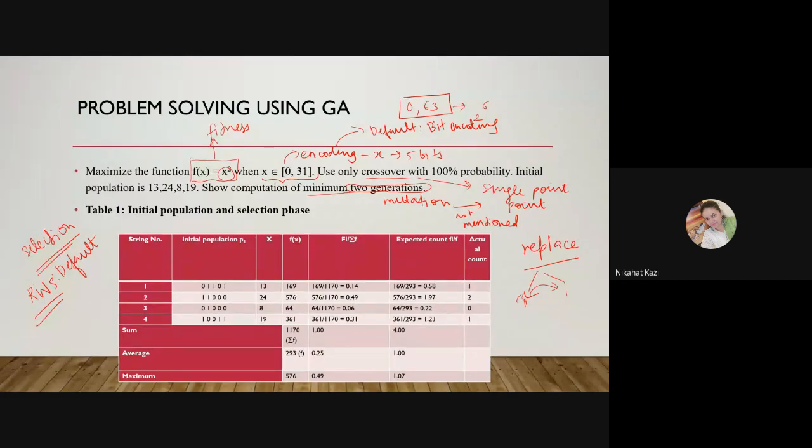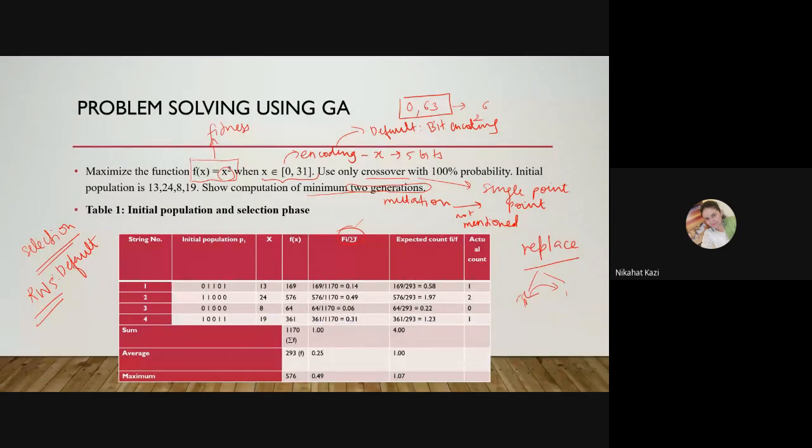Now for the initial population, just encode it. Compute the fitness. It is x square, the fitness function. Then you need to find fi divided by summation f. This gives you the proportion on the wheel. So fitness divided by summation f is the proportion on the wheel.